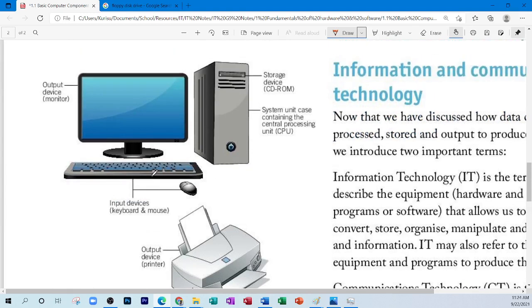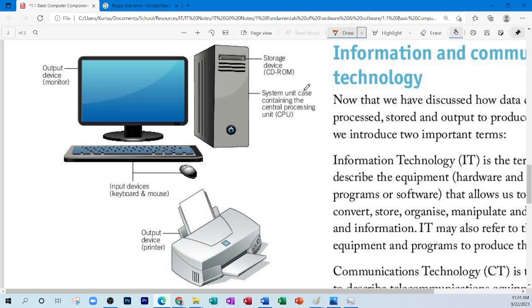So we have a diagram here. I guess you guys can draw it to help you remember the different parts of a computer. Notice here, the case is indicated as a system unit case containing the central processing unit. So this is called the system unit, and the CPU is inside. We have the storage device.